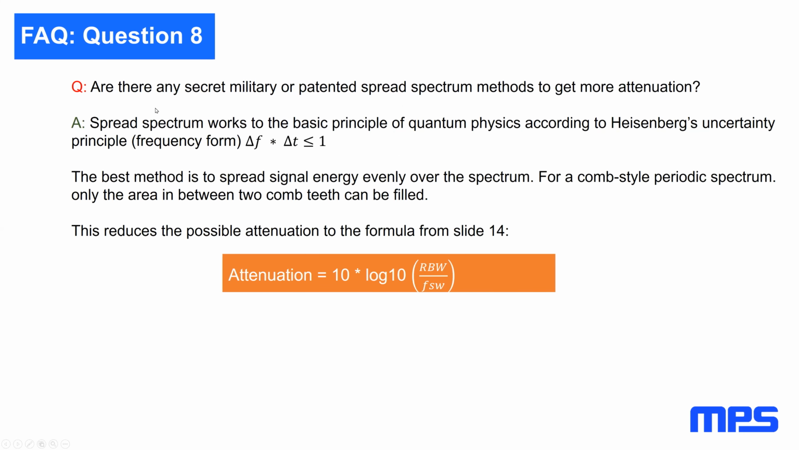Is there any secret military or patented spread spectrum method that gets more attenuation? Simply, since we have raw physics here, no. As with the formula I've shown, there's no escape from physics. We can actually derive that from deep quantum physics, from the Heisenberg equation, what you can get from spread spectrum.